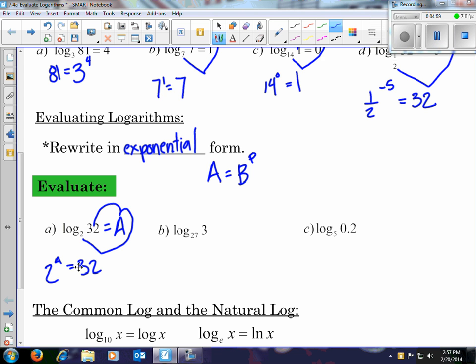Times 2 is 8, times 2 is 16, times 2 is 32. And I had 5 2's, so my A is equal to 5.